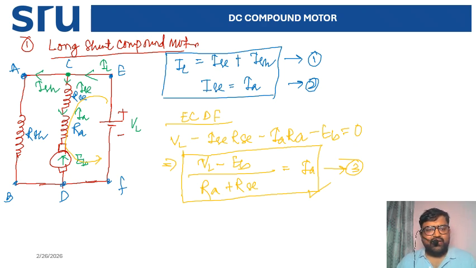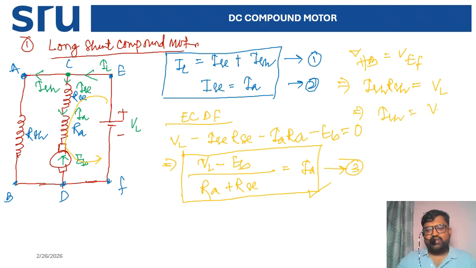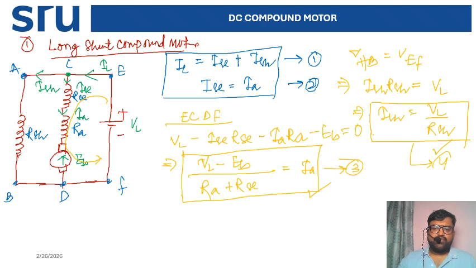Now come to the next point, how to calculate the field current. For the field current, that is very simple. You see, the voltage across AB equal to the voltage across EF. Voltage across AB means that is your ISH into RSH, and voltage across EF is nothing but your VS. If I calculate the ISH current, then the relation is ISH equal to VL by RSH. Okay, question number 4. This is all about your long shunt compound motor.